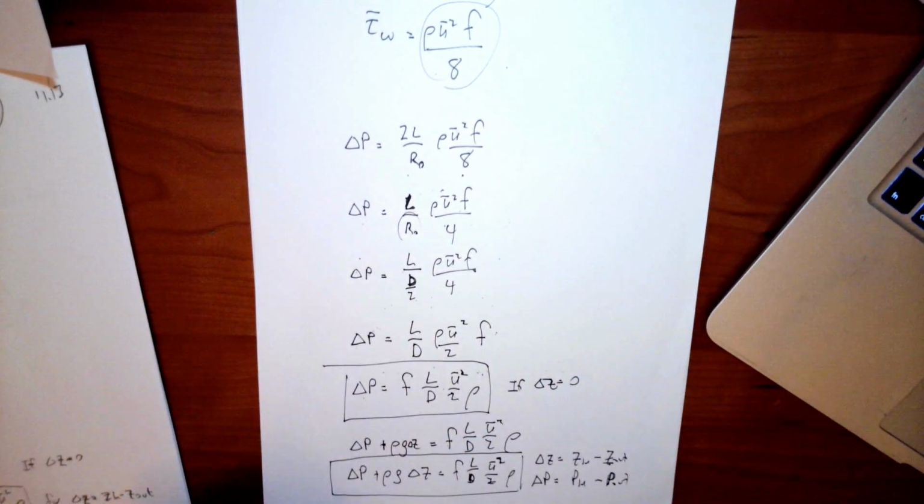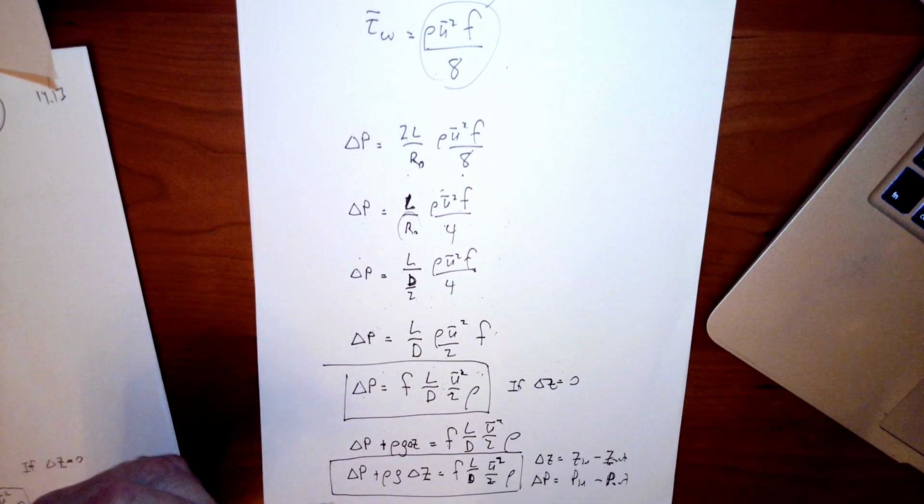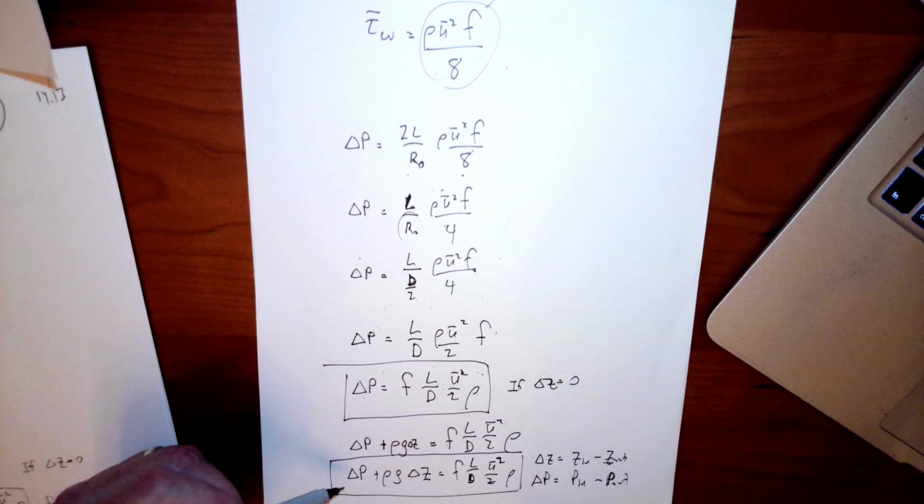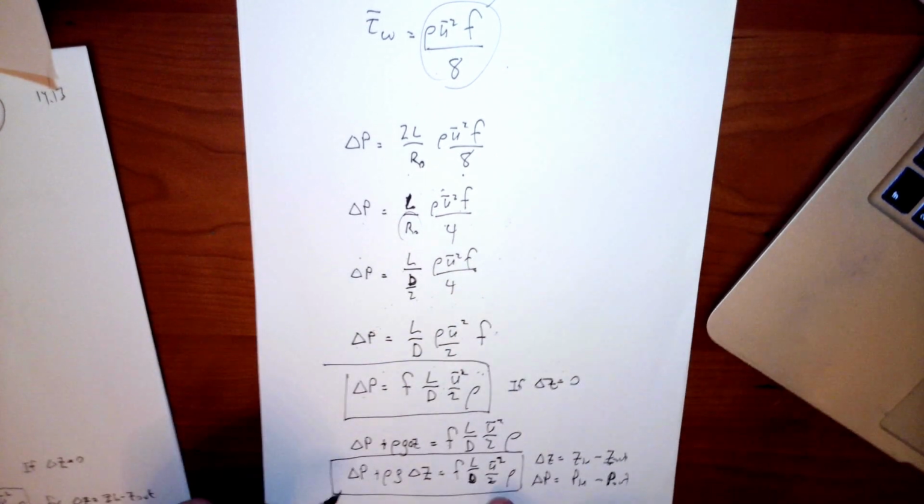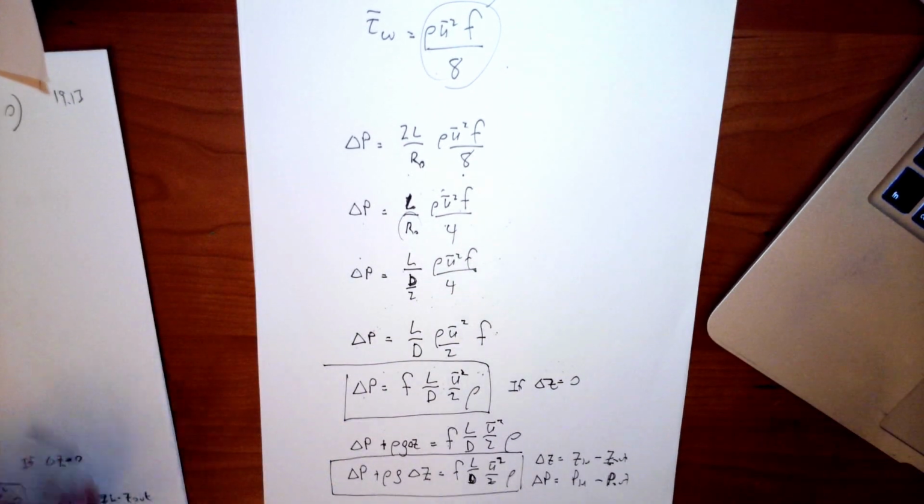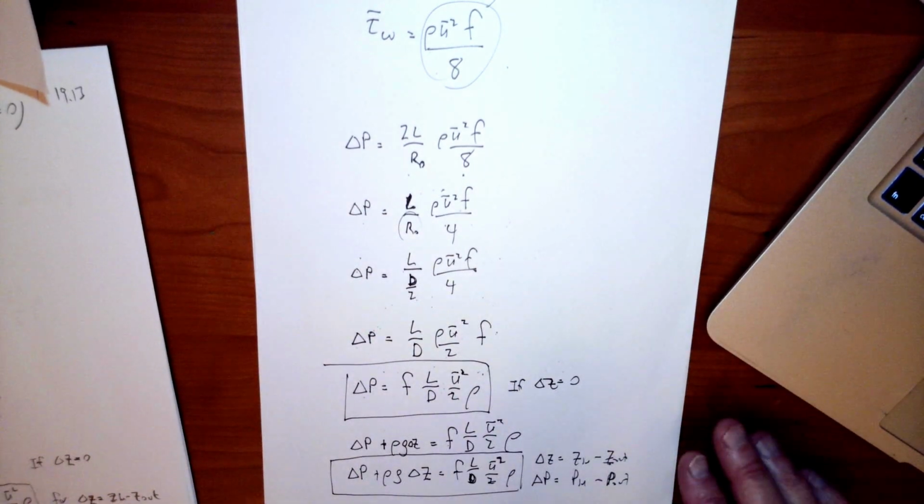So either way, if you have no delta Z, you just have this relationship here. And if you have a significant delta Z, you need to add that into the left-hand side to account for that effect. Either way, two good engineering results if you know the friction factor. So now we have to figure out how to calculate that friction factor.